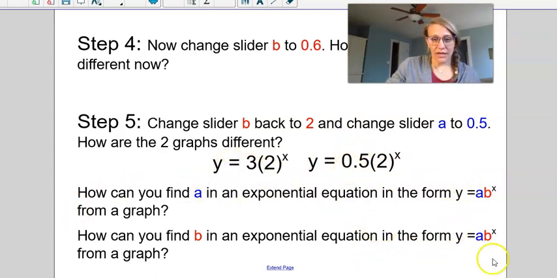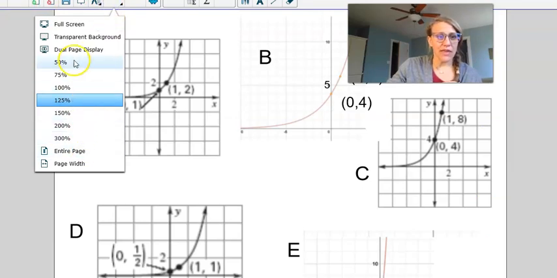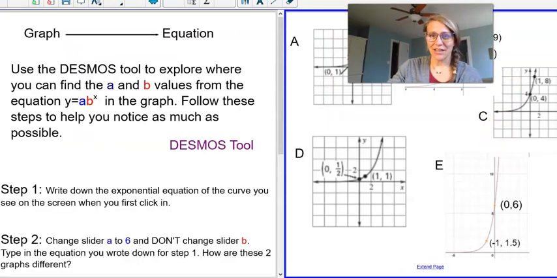So again, our goal is to figure out how can you find A and B from an exponential equation. So I'm hoping that this kind of helps you. You're going to have to, on the next portion of this, come up with something to share about that. Before you do that, the first thing I want you to do is take a look.